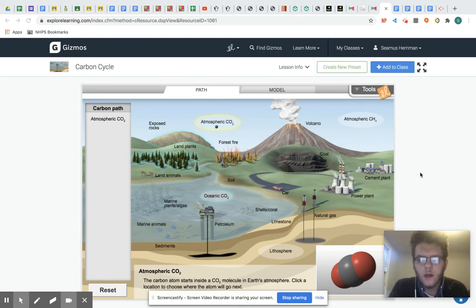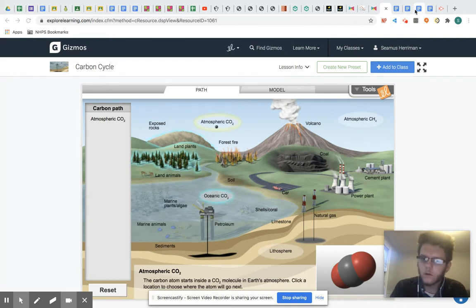Hello, students. Previously, we used this carbon cycle simulation to identify how carbon traveled around the Earth, going through the different spheres: the atmosphere, the biosphere, the hydrosphere, and the geosphere. Today, we're going to look at how human activities impact this cycle.